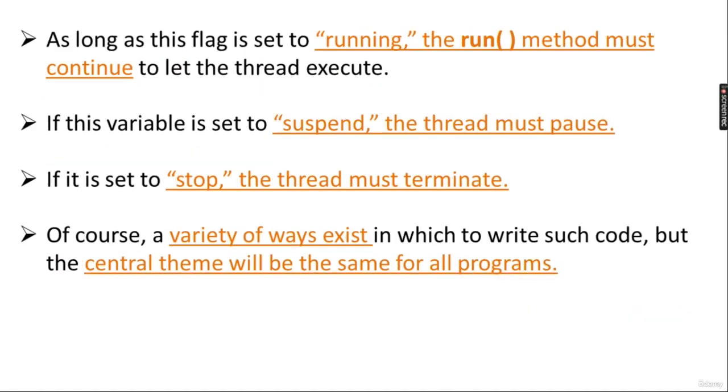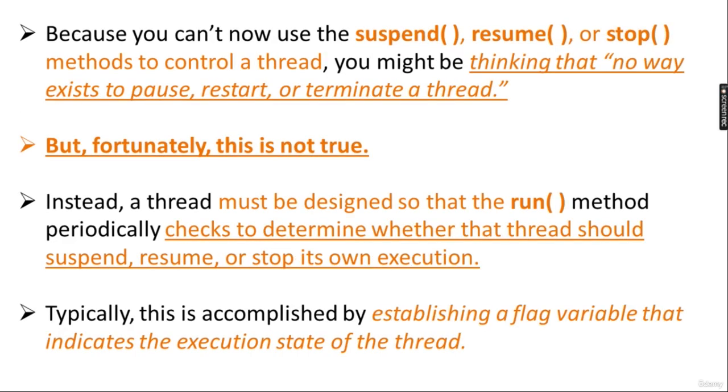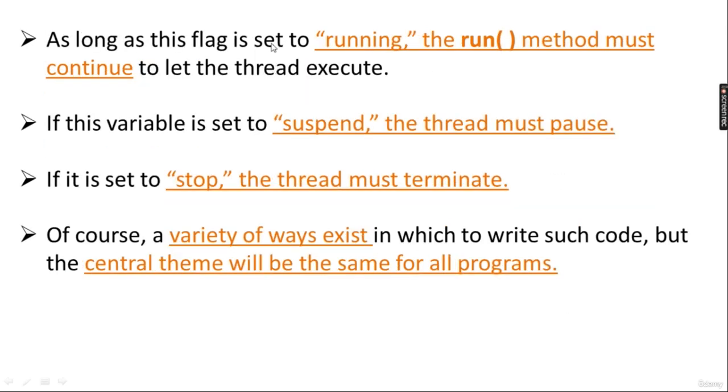As long as this flag is set to running, the run method must continue to let the thread execute. So what we are doing is establishing a flag variable, and as long as this flag is set to running, the run method continues to let the thread execute. If it is suspend, the thread must pause. If it is stop, then the thread must terminate. Of course, a variety of ways exist in which to write such code, but the central theme will be the same. So you don't need to worry about it.